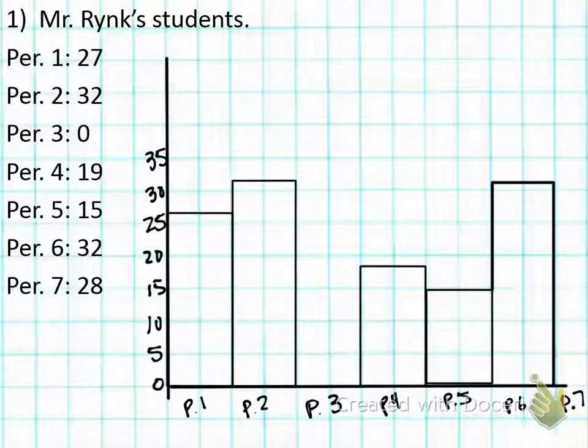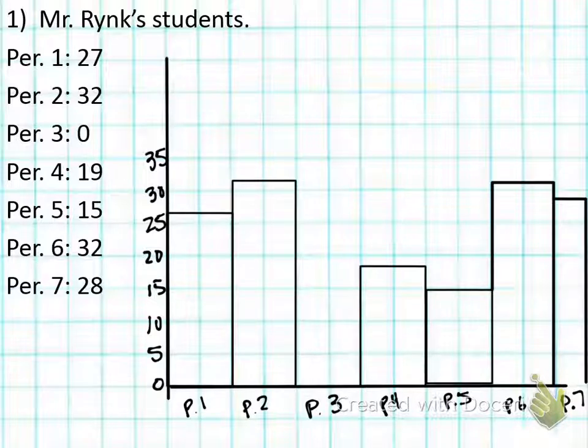In the last period I have 28, which I'm just going to draw a line across, and draw a line down. That's it, okay?